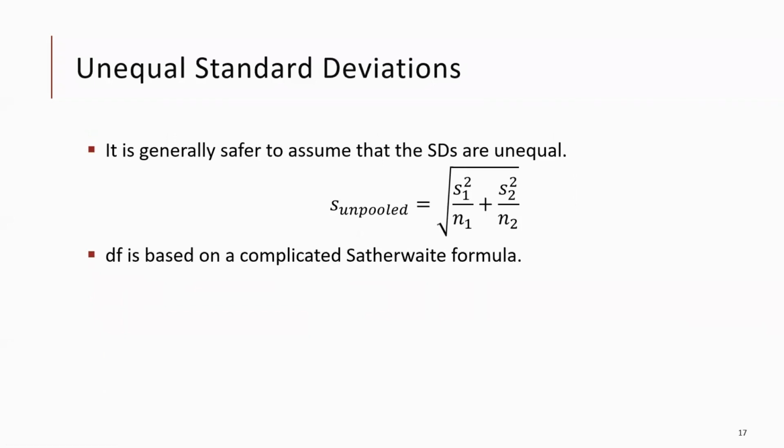Because most of the time we do not know all the characteristics of the data, it is generally safer for us to assume that they are unequal. So that leads us to a different formula for the unpooled one, which you have on your screen here. And the degrees of freedom here are a little bit more complicated and outside the scope of what we're going to cover today.